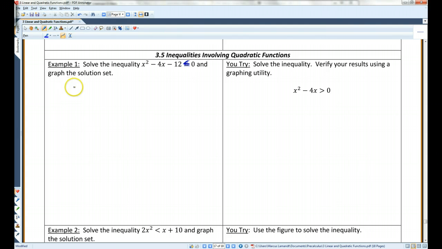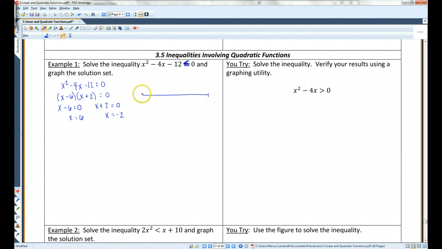Alright, so first thing we're going to do is solve for the zeros of this function. The zeros are when it equals 0. If I factor this, I'm going to get x minus 6, x plus 2, because negative 6 times 2 is negative 12, and negative 6 plus 2 is negative 4. I've got x minus 6 equals 0, x plus 2 equals 0. Add 6 to both sides, x equals 6. Minus 2 from both sides, x equals negative 2.